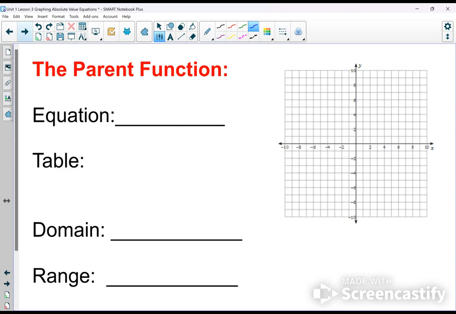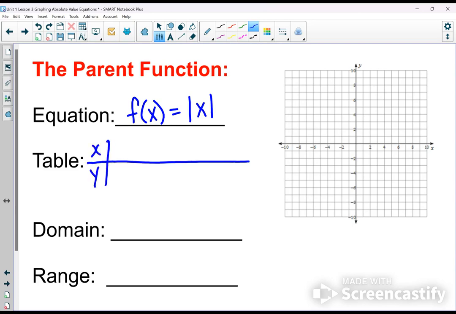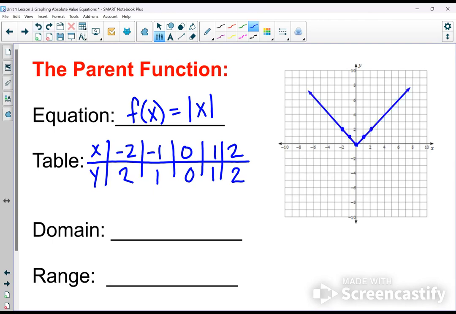So our parent function for the absolute value is the equation f of x, or y, equals the absolute value of x, the most basic form of that equation. If we were to test a few points to get the center, let's say x equals -2, -1, 0, 1, 2, we would end up with a parent graph that has a V in its shape. The domain of our parent absolute value is -infinity to infinity.